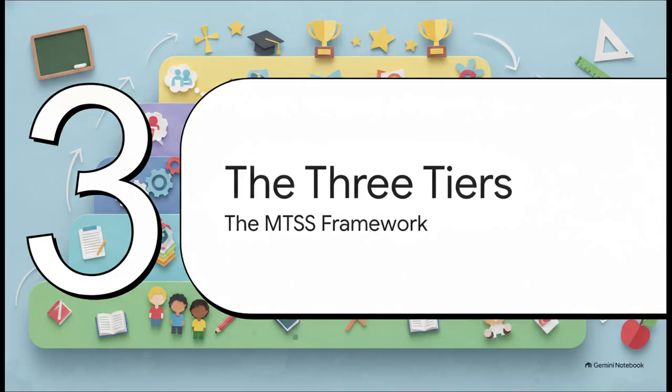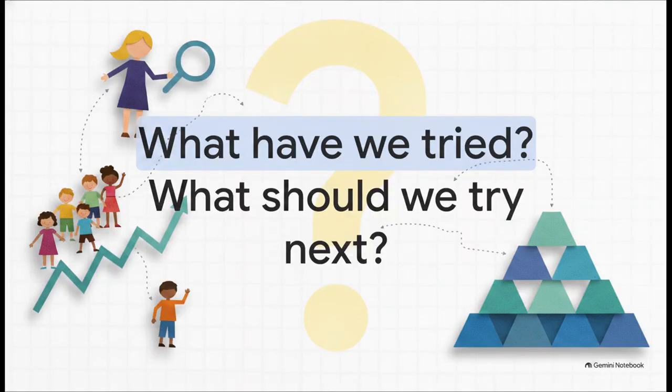Which brings us to Section 3, the 3 tiers explained, the MTSS framework. So, let's shift our focus to the actual architecture of this support. Imagine a teacher who has differentiated their instruction beautifully. Most of the class is growing, doing great, but one student just continues to struggle. That teacher has to stop and ask the million-dollar question, what have we tried and what should we try next? This is where we pivot from educational theory into active, on-the-ground instructional decision-making.